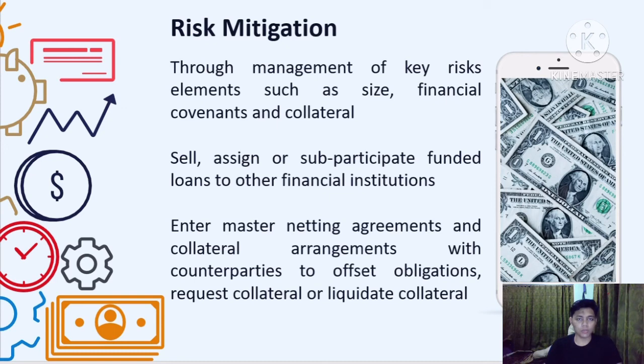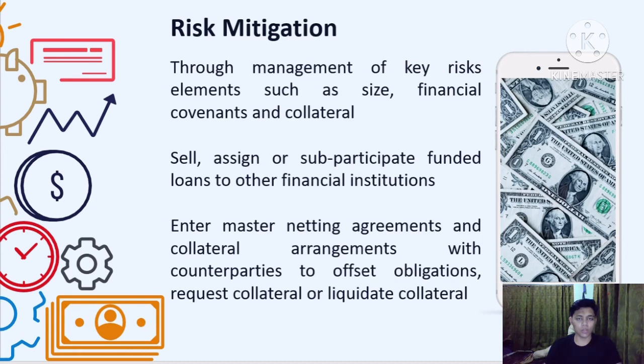And for risk mitigation, Morgan Stanley developed several ways to make sure that they can mitigate the credit risk itself. The first is tracking management of key risk elements such as size, financial covenants, and collateral, and others as well, like selling, assigning, or sub-participating funded loans to other financial institutions. And the last is entering master netting agreements and collateral arrangements with counterparties to offset obligations, request collateral, and liquidate collateral.